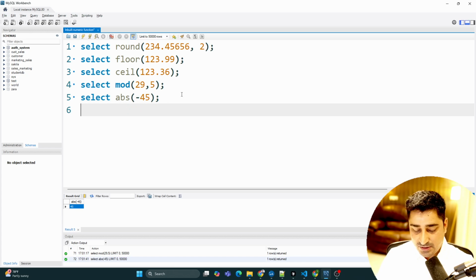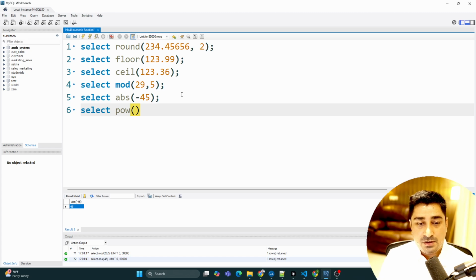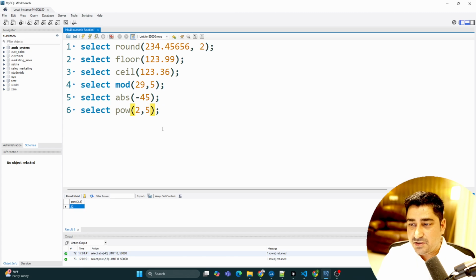Now there is a function called the power function. As we all know, there is something called power, right? Here, if I would like to find out what 2 to the power 5 is, this is what it means, 2 to the power 5. So it is going to give me the power. 2 to the power 5 is equal to 32, 2 into 2 into 2 into 2 into 2, 5 times.